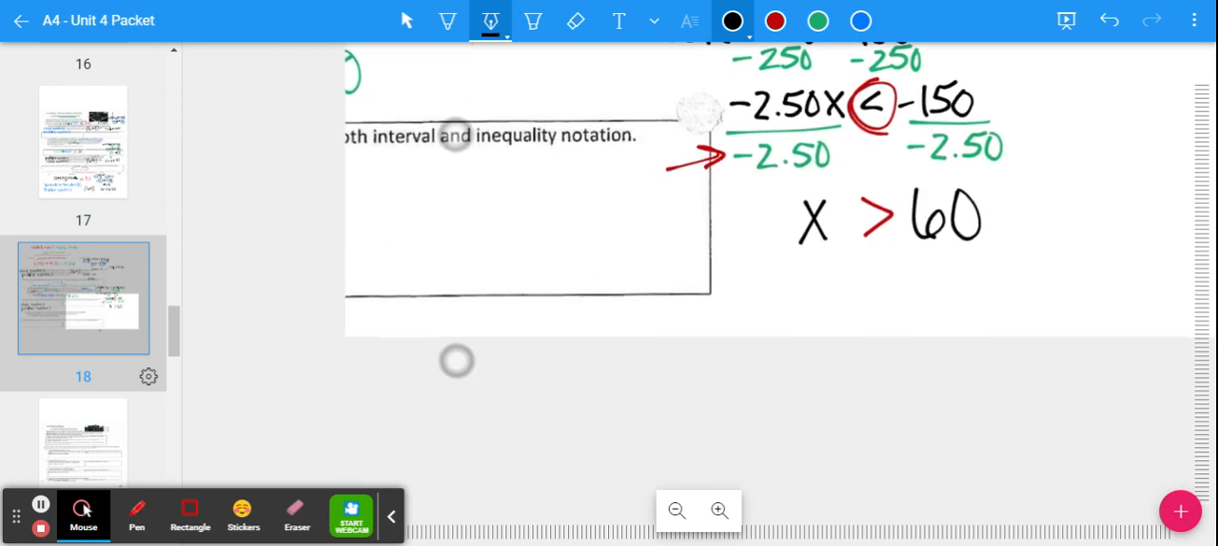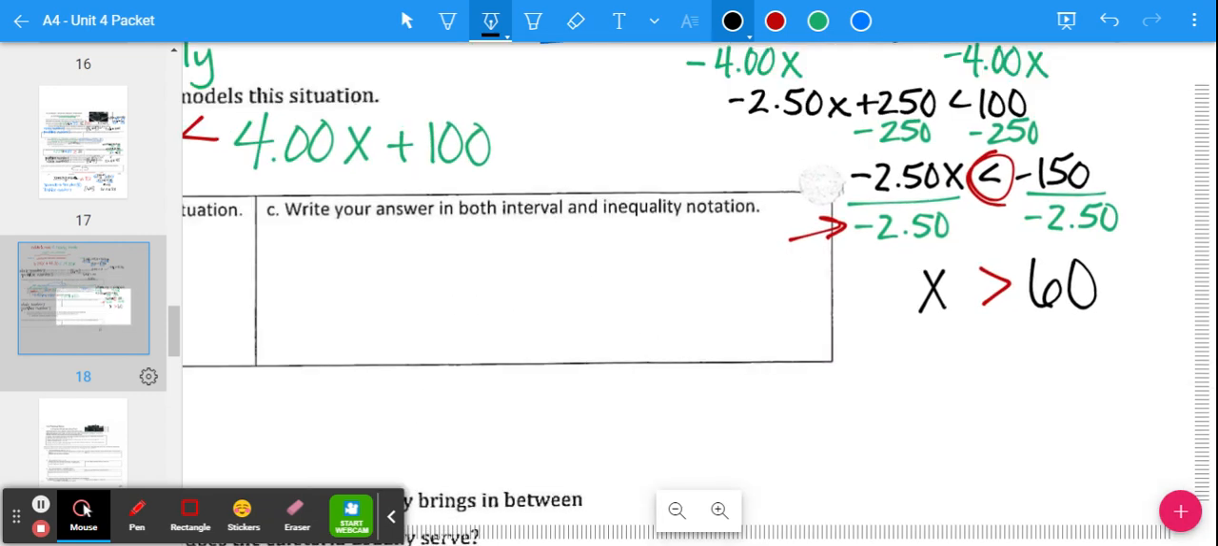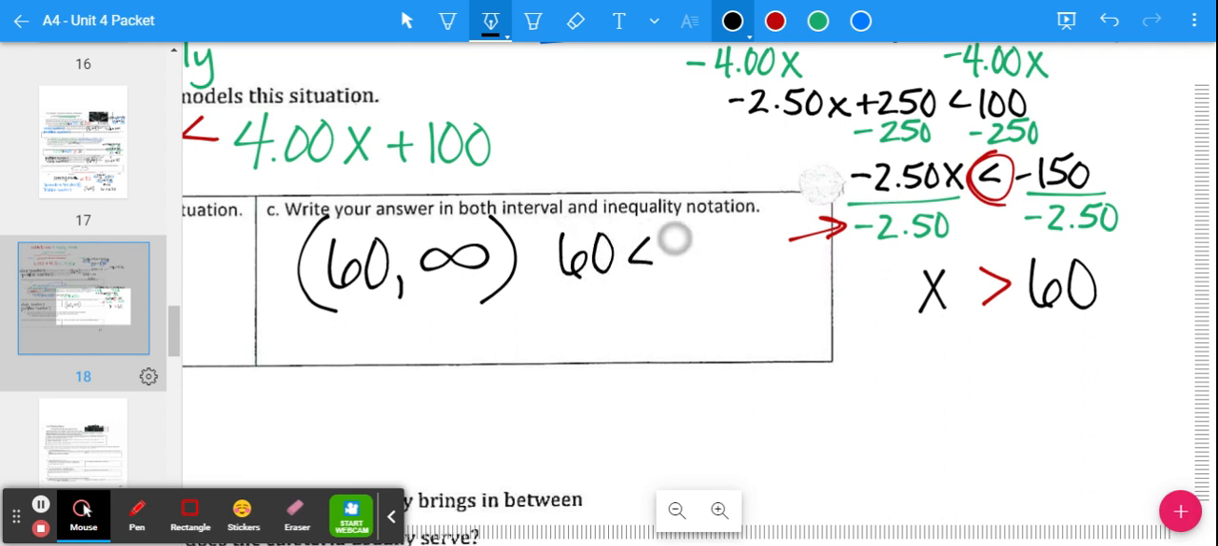So to write this as an interval and an inequality, since x is greater than 60, 60 is our smallest amount. And it can go on forever. Now, because it's just greater than, not greater than or equal to, we have to use the parentheses. And the two different ways that we can write our inequality is that 60 is less than x, which is less than infinity, using the numbers straight from your interval, or you can just put x is greater than 60. They mean the same thing.